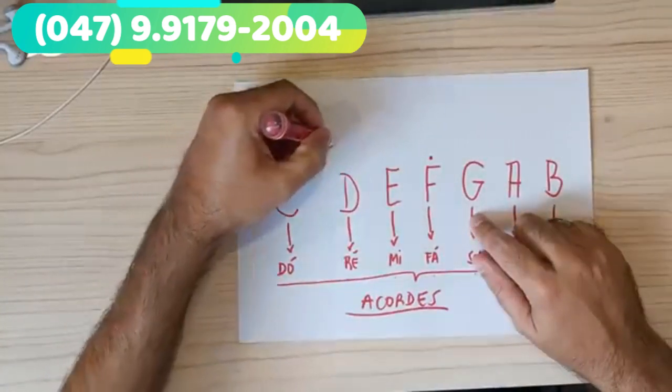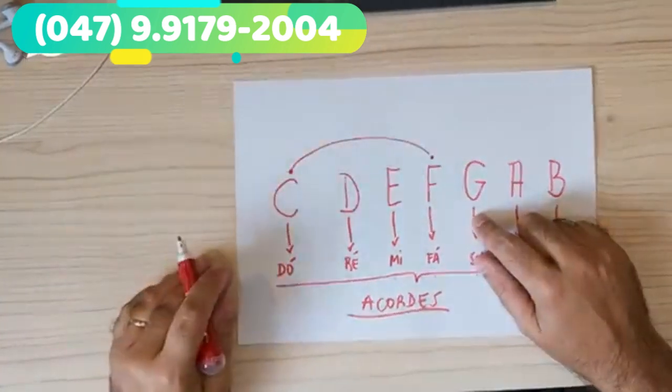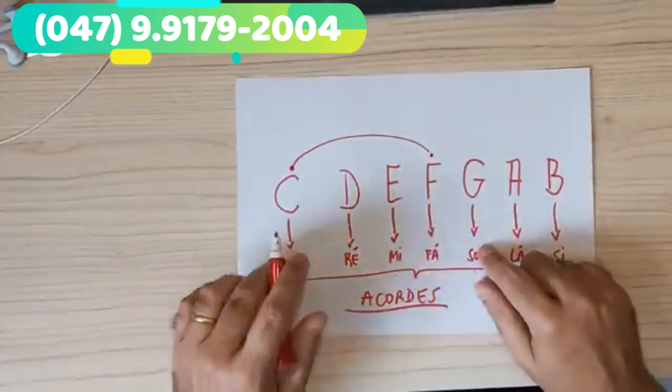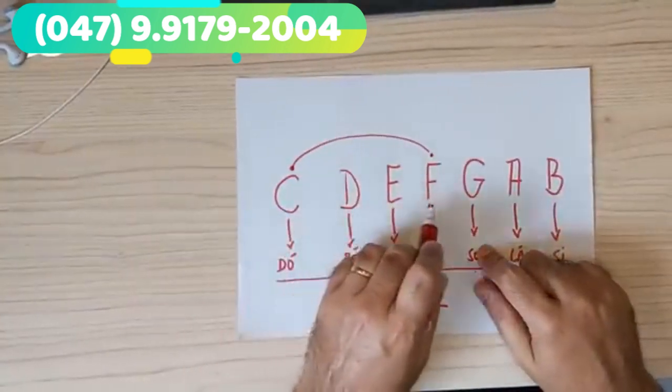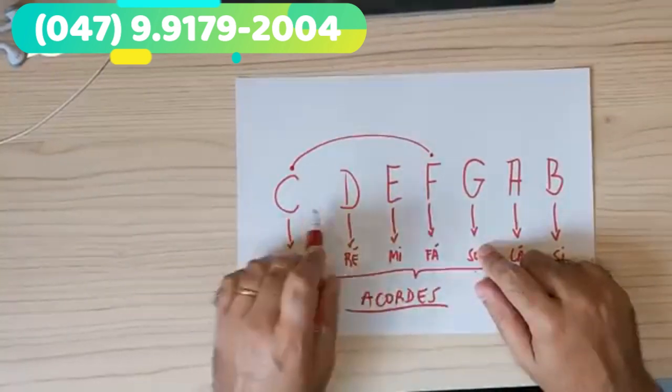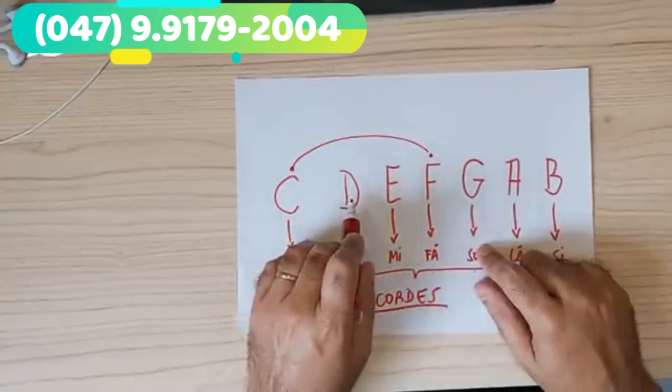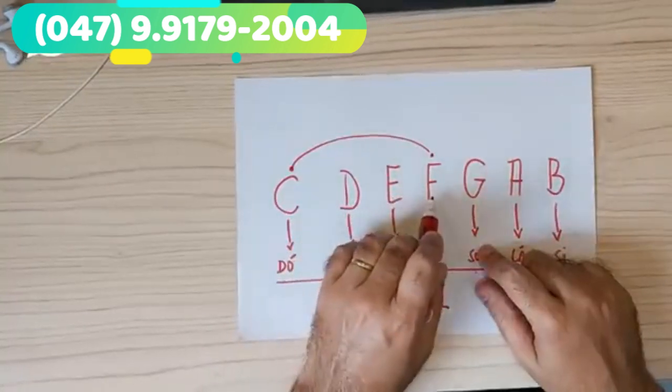Go do the alpha C. And why did you do the alpha C? Because you counted 4 notes, 1, 2, 3, 4, from C: jump to D, jump to E, and jump to F. So this song only has 2 chords. Let's go.